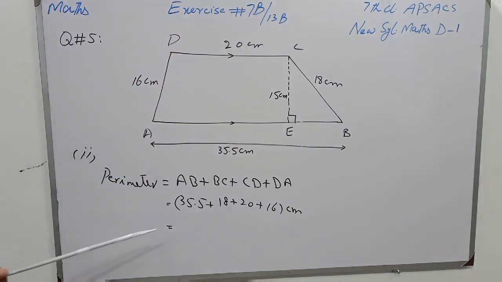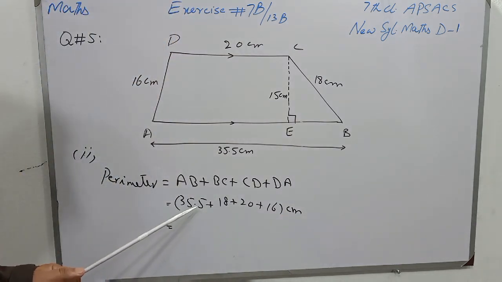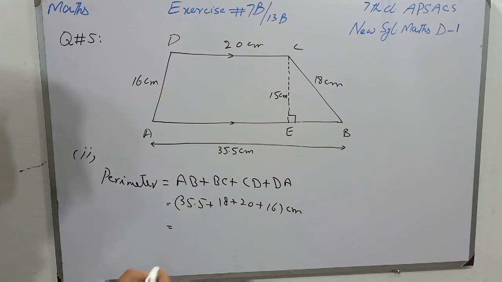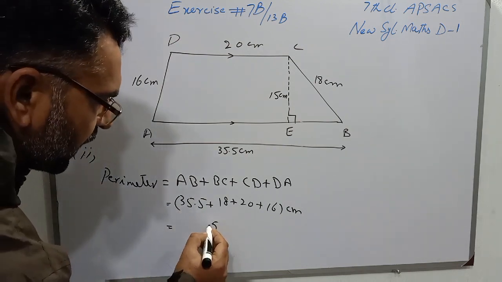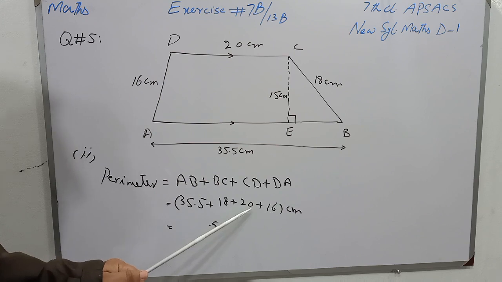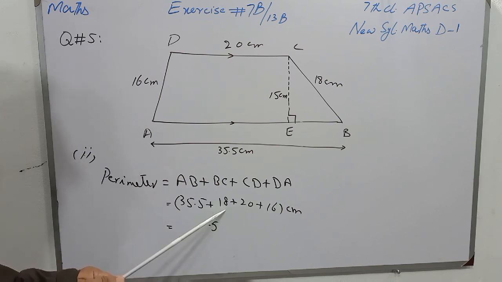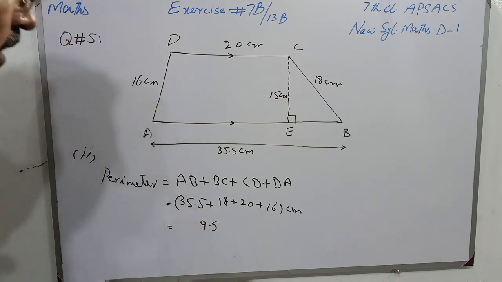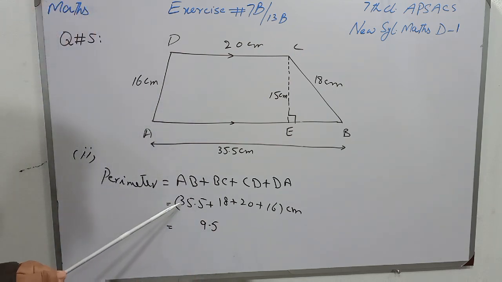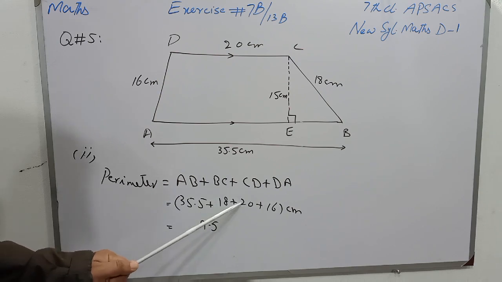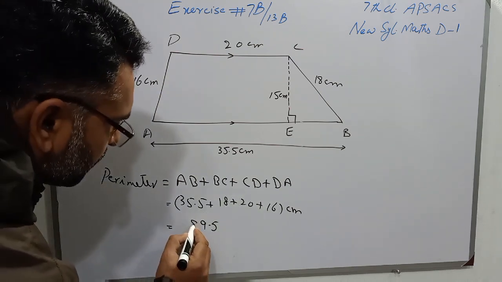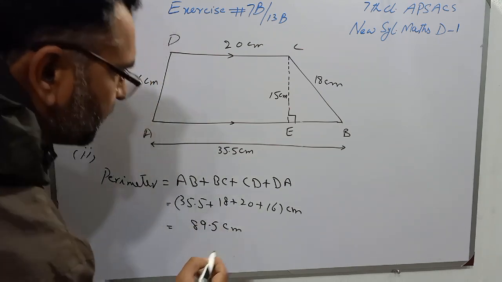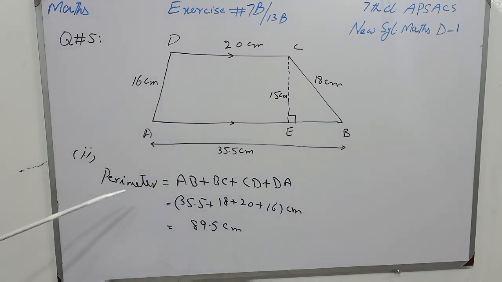Now students, I will sum up all the numbers. There is only one digit after the point, so it is written as 5. And now 6 plus 0 means 6 plus 8, 14. 14 plus 5, 19. And 1 carry, 3 and 1, 4, 5, 6, 7 and 8. So perimeter is 89 centimeter. So we have found out area and perimeter of this trapezium.